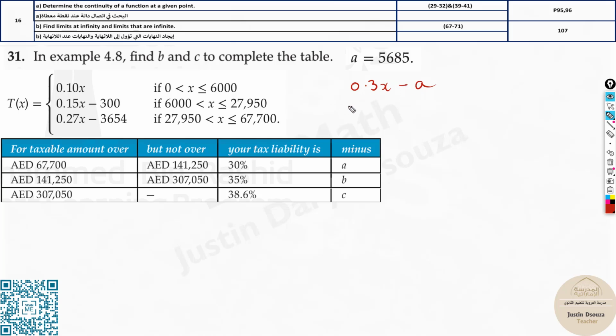So the next one will be 0.35 x minus b, and so on. Now what is the limit? The range over here is 67,700, where x, see, now the continuity is the same. X is less than or equal to, over here it is 141,250. Now, most likely this will be given to you in the question.